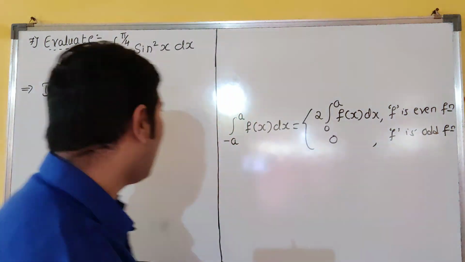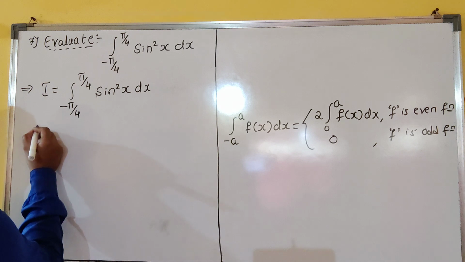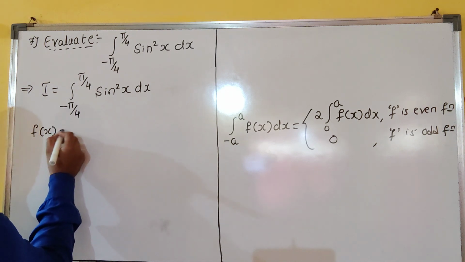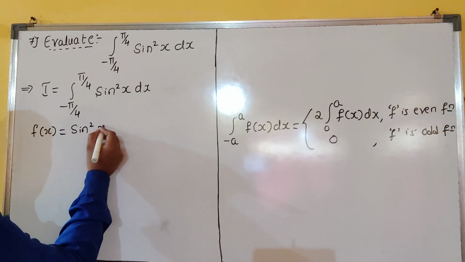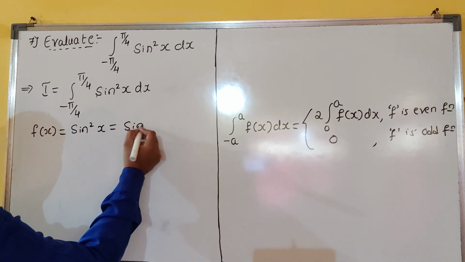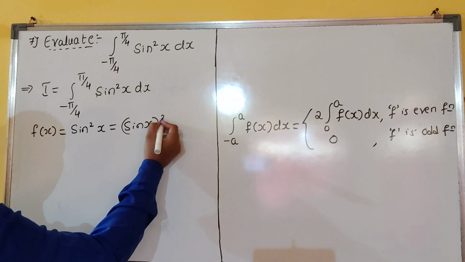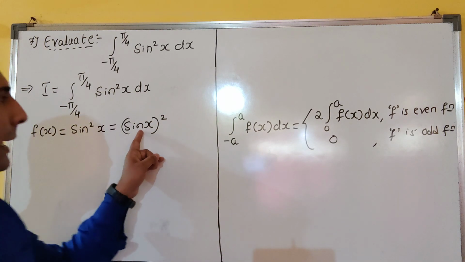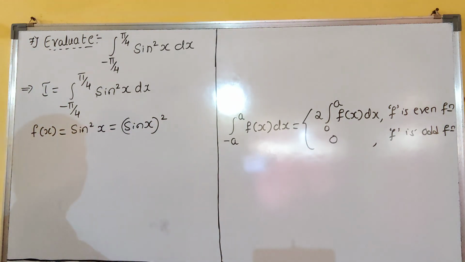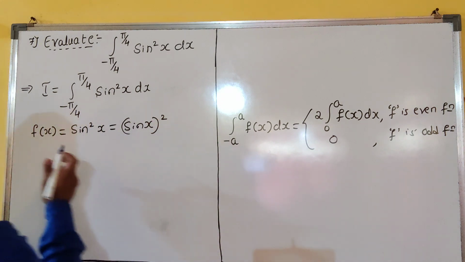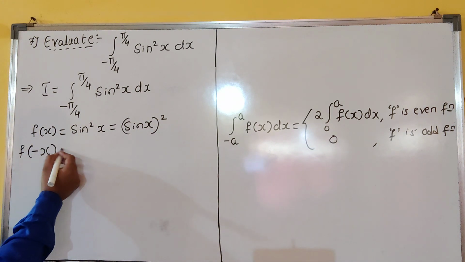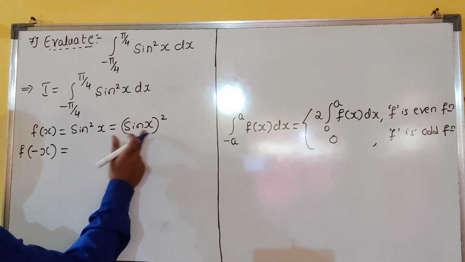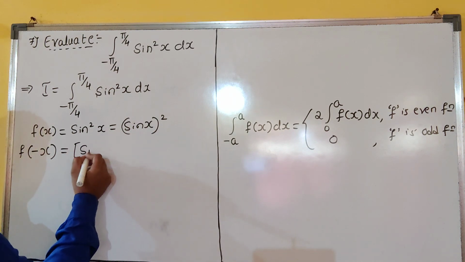So now f of x is what, dear students? I will not explain more f of x because you know sin square x. Sin square x means sin x whole square. I can write it like this or not? Sin square x, I can write it as sin x whole square. So whether it is even or odd, you have to check. f of minus x means in place of x you have to replace by minus x.